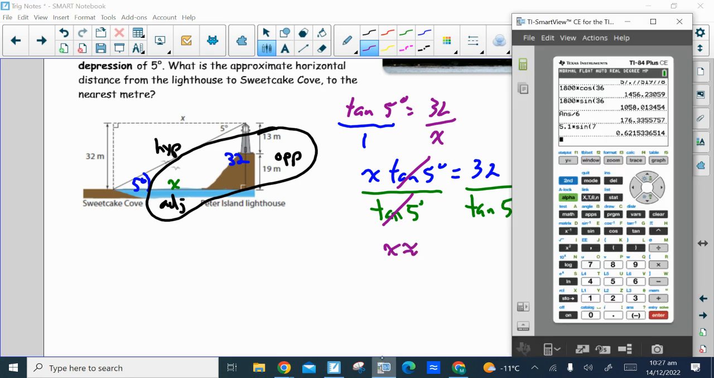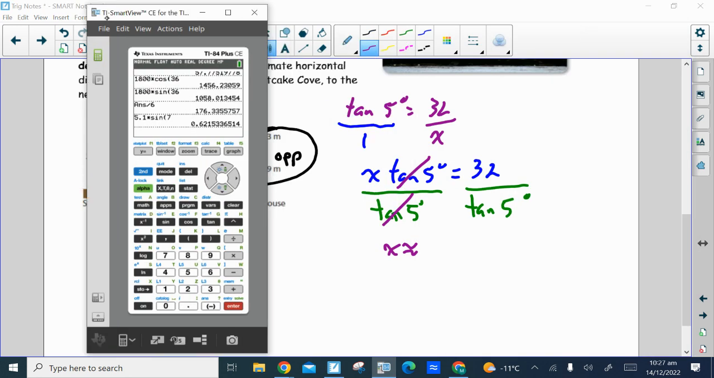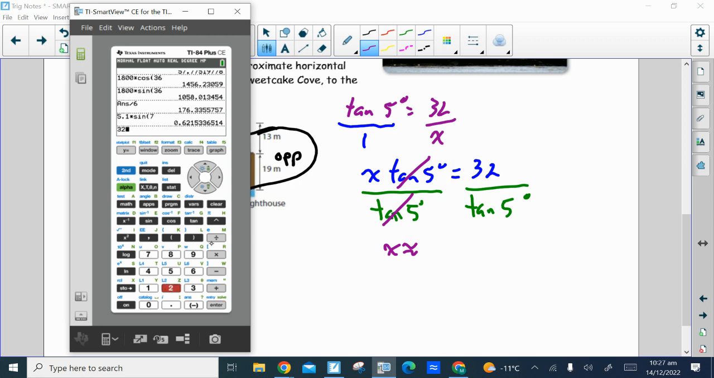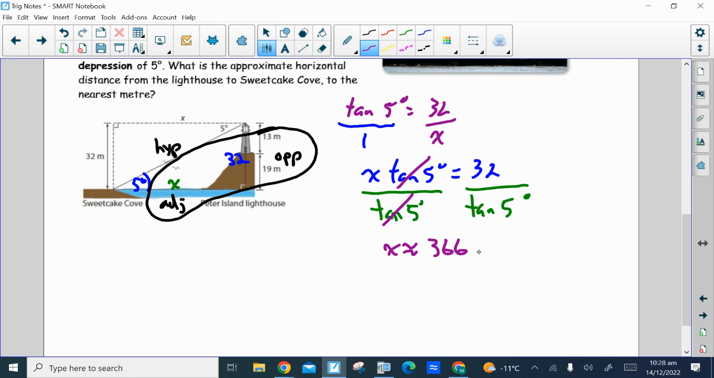So to the nearest meter, it says, we'll go 32 divided by the tangent of 5 degrees. To the nearest meter, that would be 366 meters. Right? The digit in the ones place is the 5, but to the right of that is a 7, which means the 5 has to go up to a 6. So approximately 366 meters.